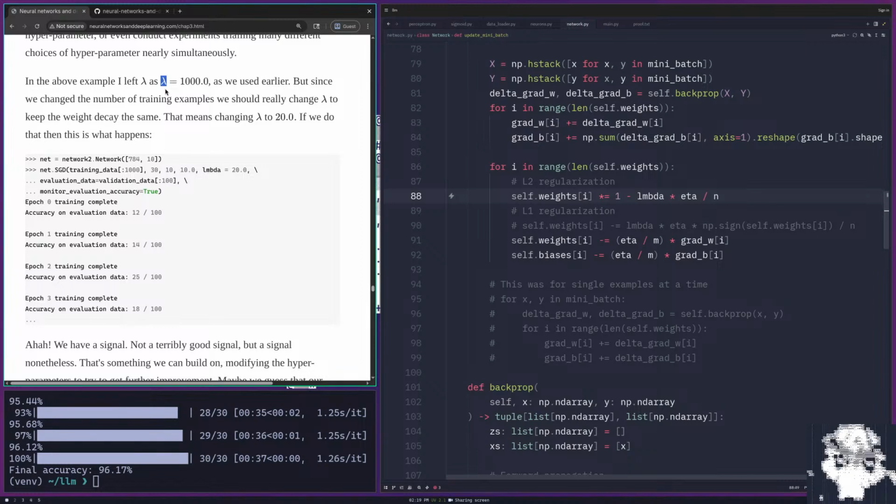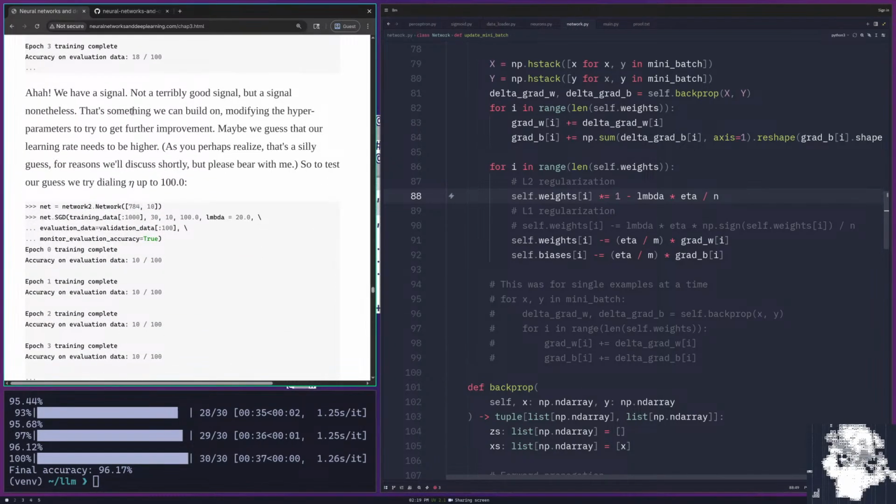What am I trying to say? It's weird that the definition of lambda doesn't already divide by n. I don't get that. Anyway.